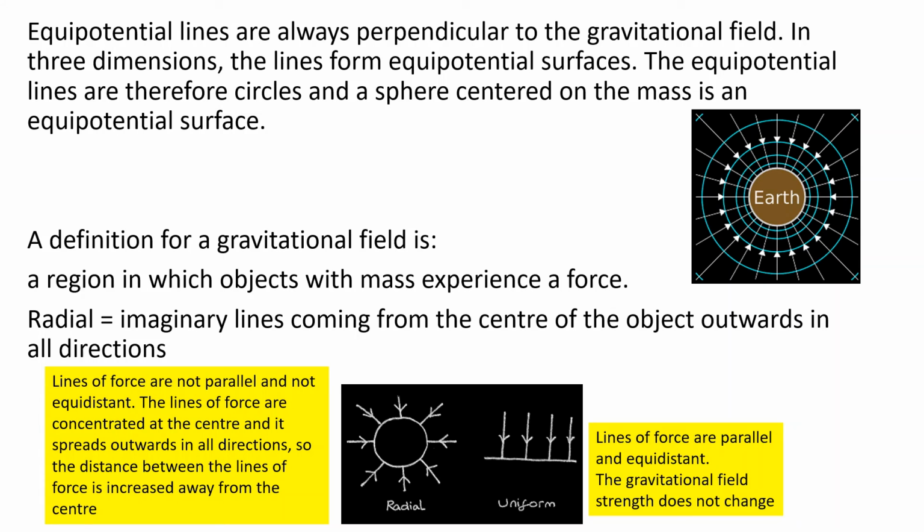If you look at the word radial, the lines of force are not parallel and not equidistant because the lines of force are concentrated at the center and it spreads outwards in all directions. So the distance between the lines of force is increased away from the center.